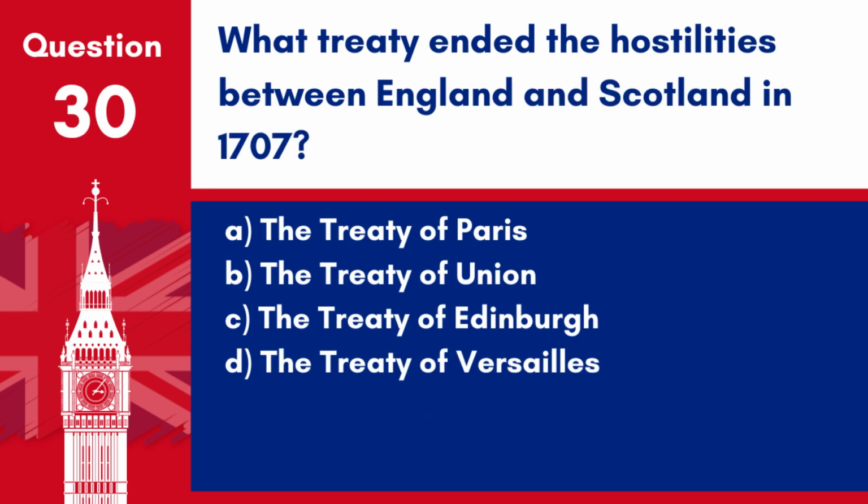Question 30. What treaty ended the hostilities between England and Scotland in 1707? A. The Treaty of Paris. B. The Treaty of Union. C. The Treaty of Edinburgh. D. The Treaty of Versailles. Answer B. The Treaty of Union. The Treaty of Union in 1707 resulted in the political union of the Kingdom of England and the Kingdom of Scotland, forming the Kingdom of Great Britain.